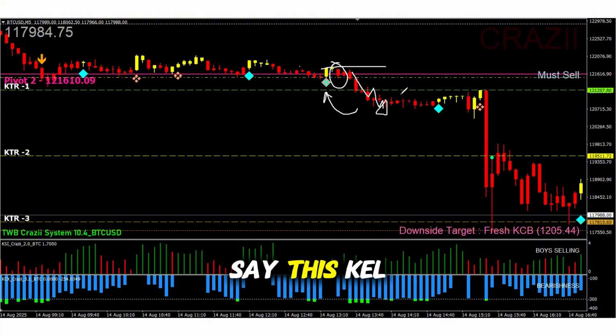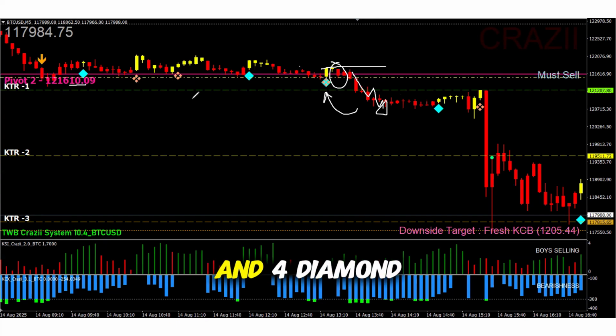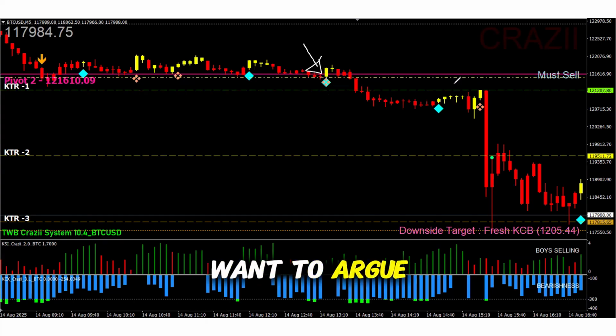Now, some people say, Kel, your system is nothing fantastic because it's like either buy or sell only, so everything you say is correct. No. Why is there only a blue diamond here and a 4 diamond here? And why is there only a stack diamond here? So you see, guys, if you want to argue with me regarding my system, I repeat, my system is not 100%. There is still room to improve. But if you know how to utilize it to your advantage and combine what you learn, then everything will be easy for you. Okay?